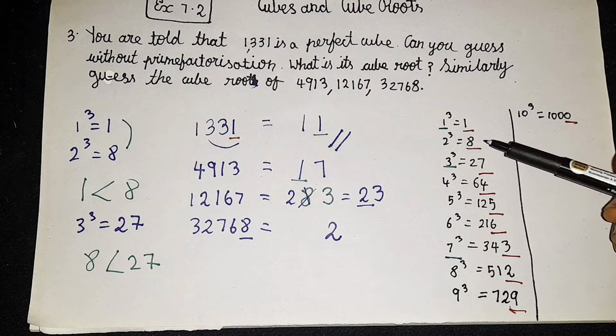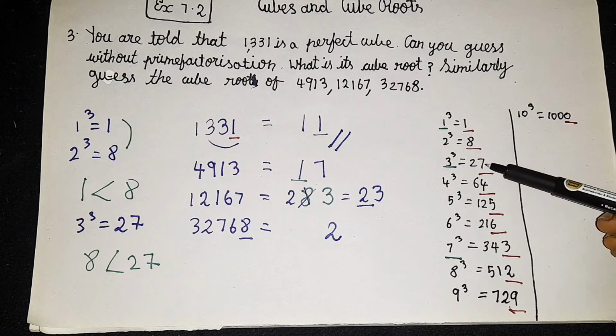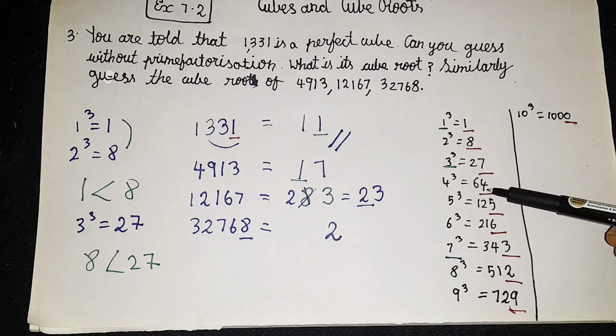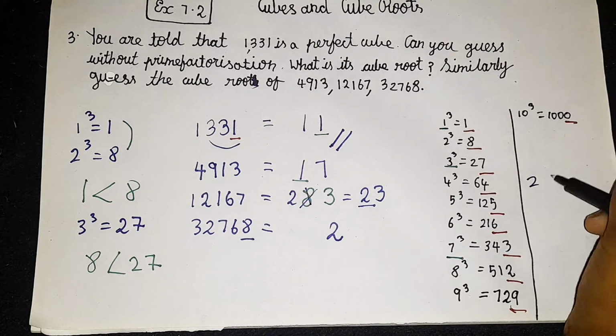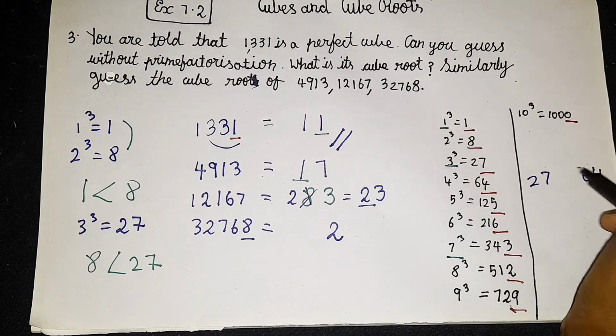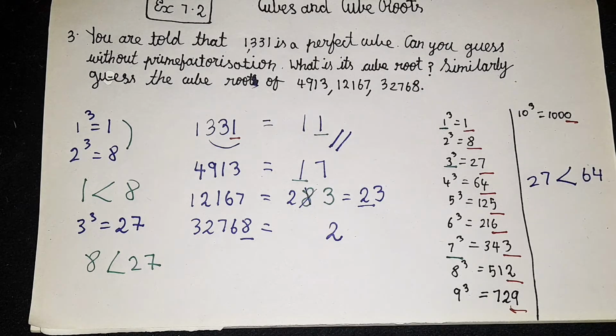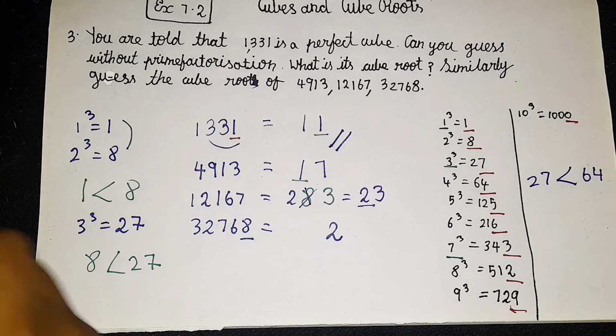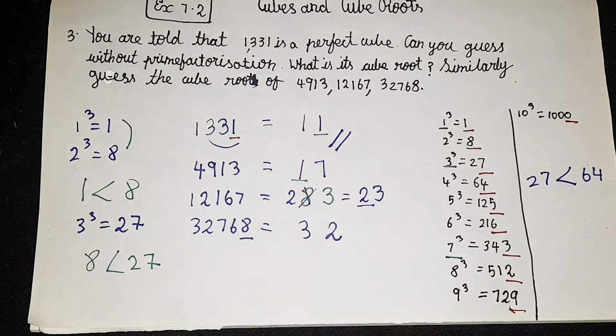32. No, we don't have 32. We have 27. After that we have 64. So in 27 and 64, which is smaller? Of course, 27 is smaller. So we should write 3 as the answer. Why 3? It's because 27's question is 3 cube, right? So we should write the 3 here, but not the 27.